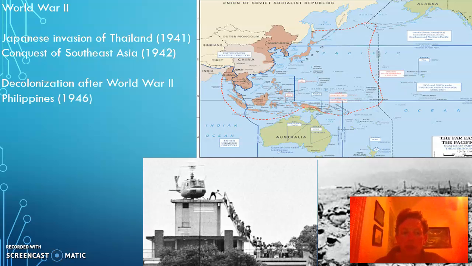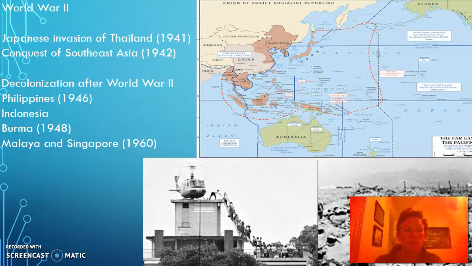And so we see, first of all, the United States granting independence to the Philippines in 1946, Indonesia fighting a bitter war, but eventually driving out the Dutch, and Burma securing its independence from Britain in 1948. Malaya and Singapore became independent of Britain in 1960, after a crisis called the Malayan Emergency.